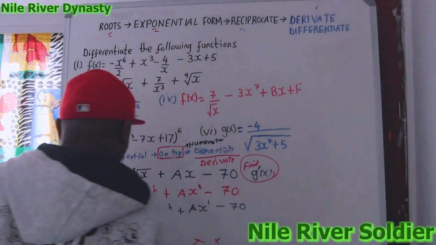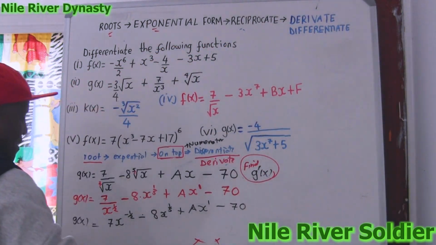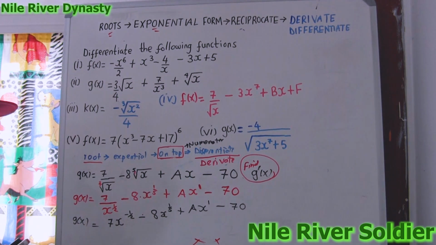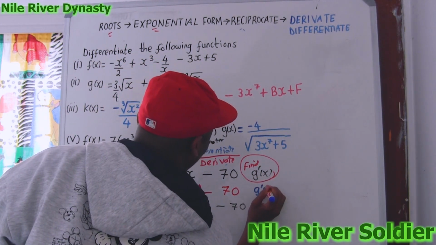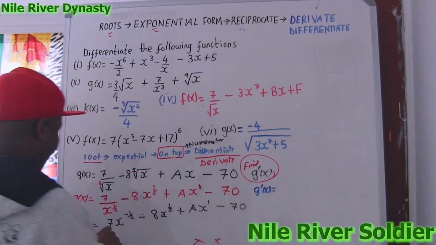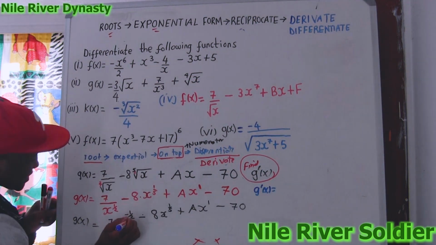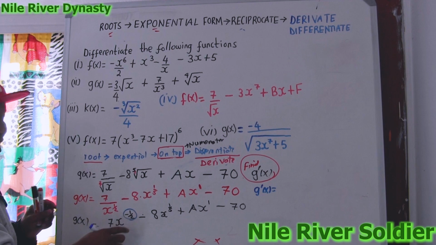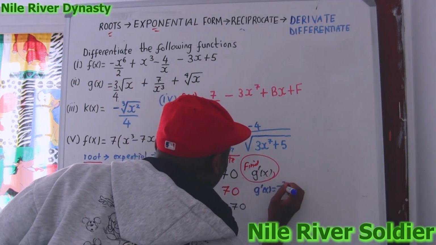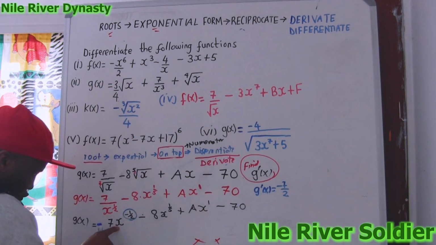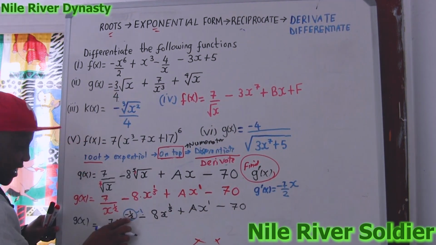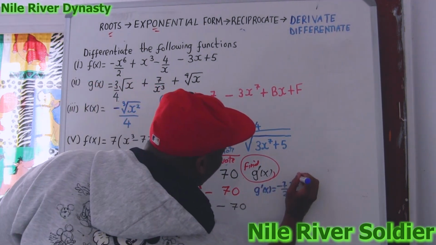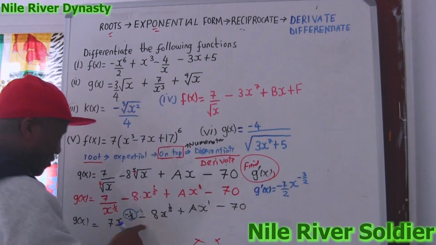The space is not enough, so if I differentiate, we're going to say g prime. So this is going to become g prime equals. Now, the negative a half is multiplied by the number, so 7 times negative a half is going to be negative 7 over 2, and then you write your x. Now take the power minus 1: negative a half minus 1 is going to be negative 3 over 2. Now we come to the second one.